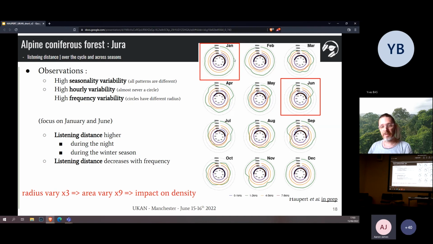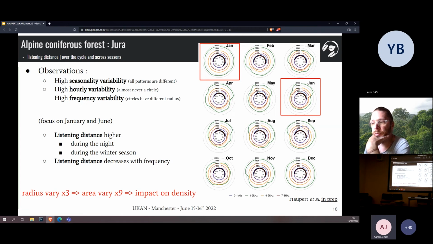And each circle, or it's not always a circle, is a frequency range: 0 to 1 kilohertz, 1 to 2 kilohertz, 4 to 5 kilohertz, and 7 to 8 kilohertz. And you can see that there is high seasonality variability. All patterns are different. There is high hourly variability. It's almost never a circle, like here or here. And there is a high frequency variability. Circles have different radii. So you don't hear every frequency at the same range, depending on its frequency.